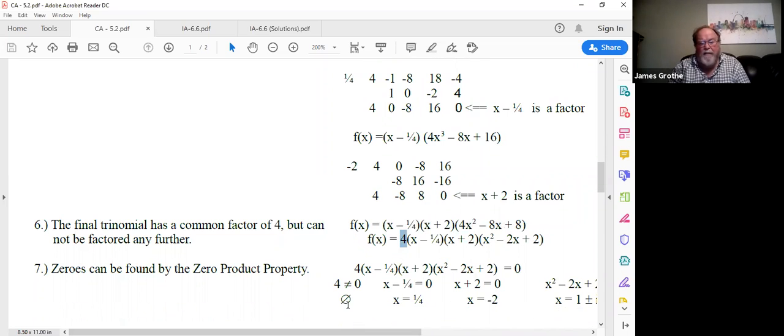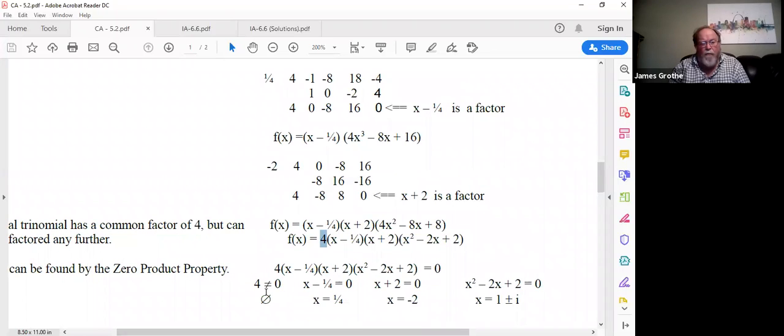So I set each of these equal to 0. Notice that when I set 4 equal to 0, that's not true, never will be true, so there's no solution. x minus a fourth equals 0 gives me x equals a fourth. I found that up in here. x plus 2 equals 0 gives me x equals negative 2. I found that in here.